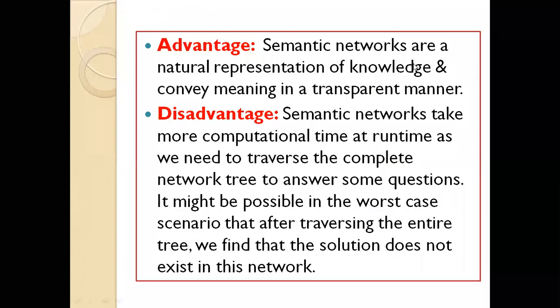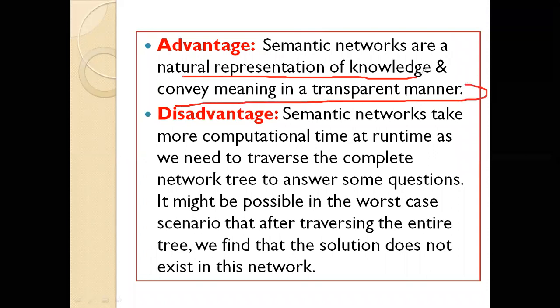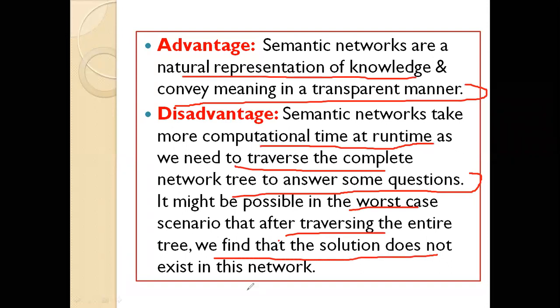Now, if we focus on the advantage and disadvantage of semantic network, then semantic networks are a natural representation of knowledge and convey meaning in a transparent manner. Of course, from the diagram, you have seen that it's very transparent. But the disadvantage is that this may take more computational time at runtime, as we need to traverse a complete network to answer some questions. And it might be possible in the worst case that after traversing the entire tree, you find that the solution actually does not exist in that data. So these are two important advantages and disadvantages.